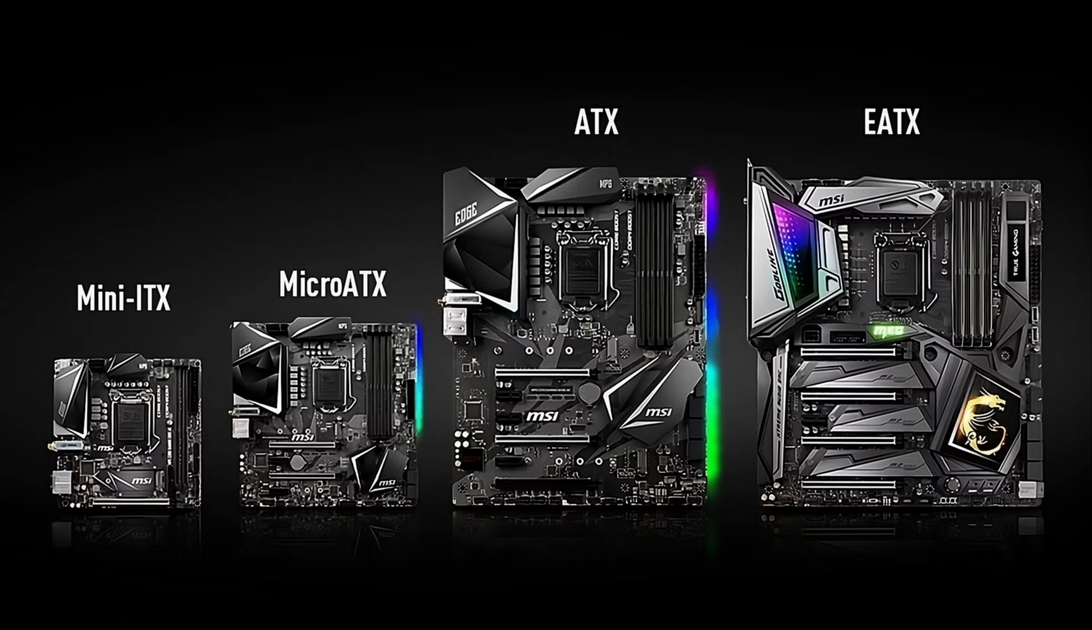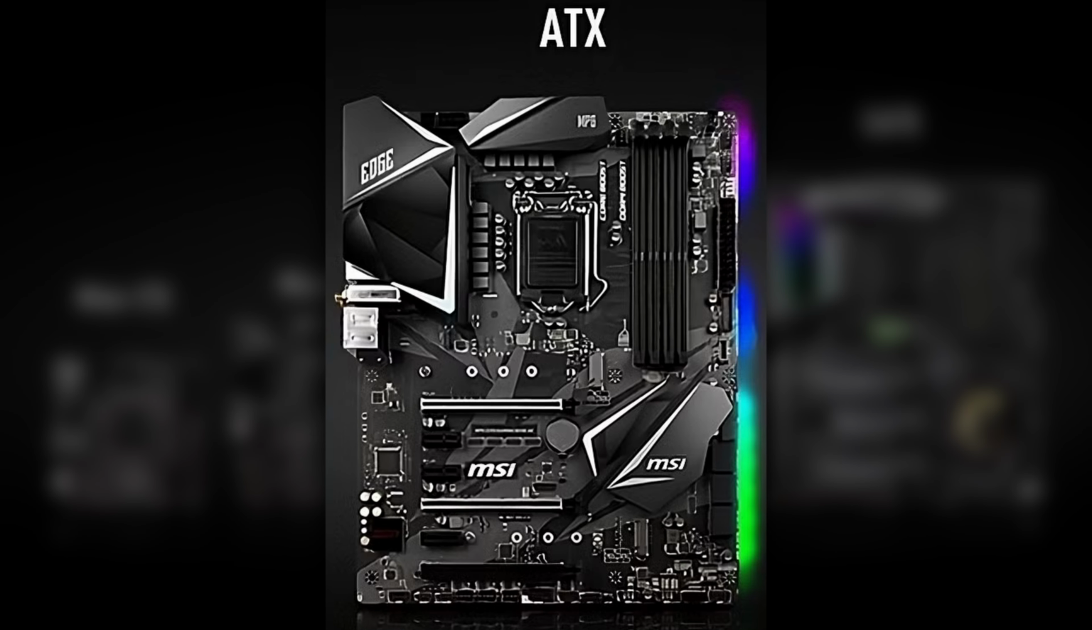So having looked at the various components, let's talk about the various types of motherboards we have. Motherboards come in various sizes and form factors. An example is the ATX motherboard. This is the standard size for desktop computers and it comes in 12 by 9.6 inches.